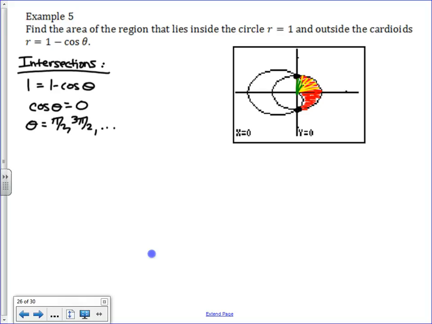Now, what else do I need to know? If I go from pi over 2 to 3 pi over 2, guys, you saw these graphs a second ago, am I going the right way? No. So I can't go from pi over 2 to 3 pi over 2, but I can go from negative pi over 2 to pi over 2 of the bigger one minus the smaller one.